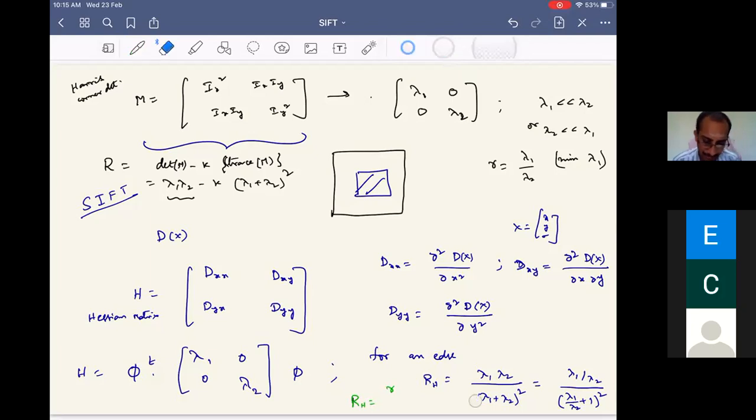Sorry, it's the other way. We can even use this also, but they have used it in the other way. So here the value has to be high. In this case, the value has to be low. Because if the value is low, we can easily put a threshold and say that below this value we consider it as a corner point, above that value it is an edge point.